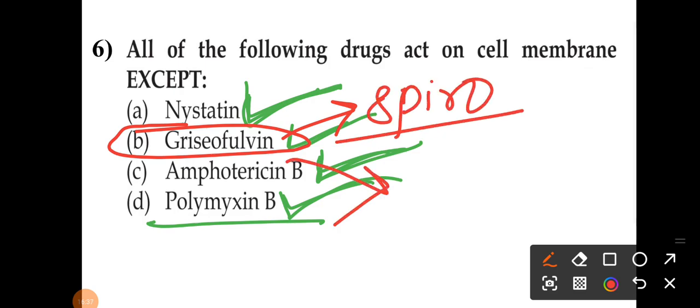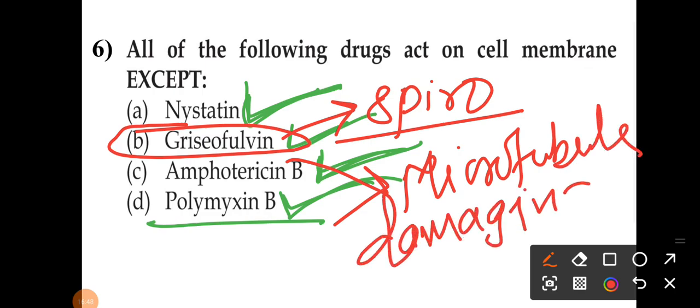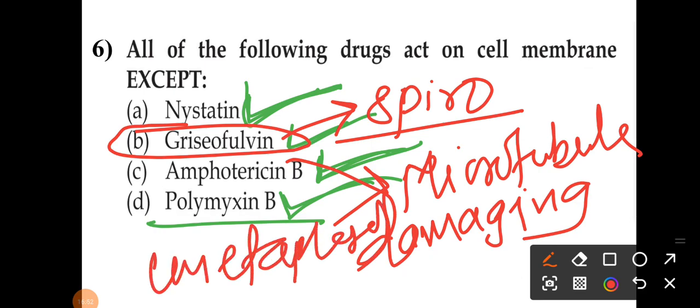right? And what is the mechanism of action? Griseofulvin, that is the microtubule damaging. Okay, arrest in the metaphase. Okay, so griseofulvin is the compound from antifungal agents, that's the spiro compound, and acts on the microtubule damaging type of mechanism of action. So that's why griseofulvin is the correct answer.